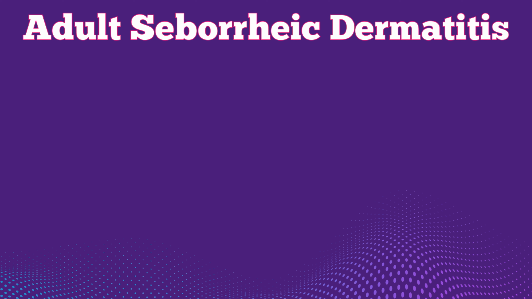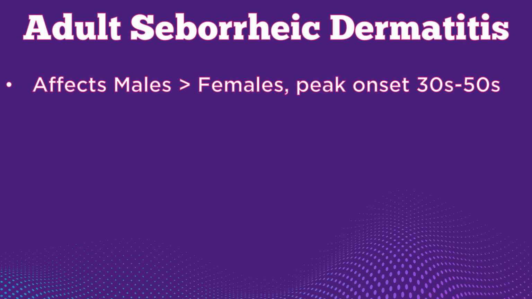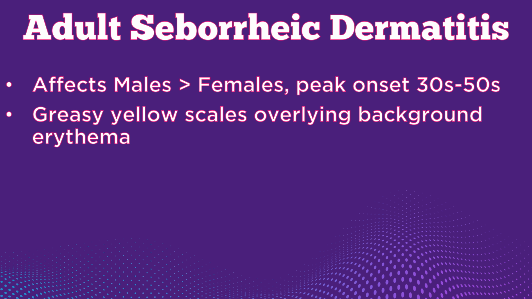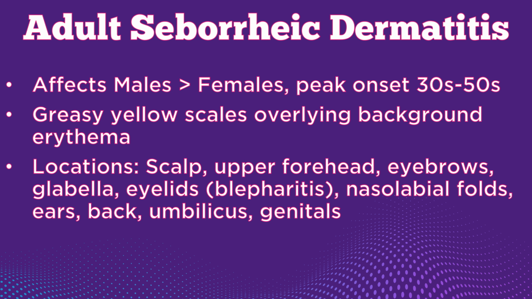It affects males more often and has a peak onset in patients' 30s to 50s, although it can occur at any age after puberty when our oil glands wake up. Seb Derm classically presents as greasy yellow scales overlying background erythema on many locations, including the scalp, upper forehead, eyebrows, glabella, eyelids where it is known as blepharitis, nasolabial folds, in and behind the ears, and even on the back, in the umbilicus, and around the genitals.